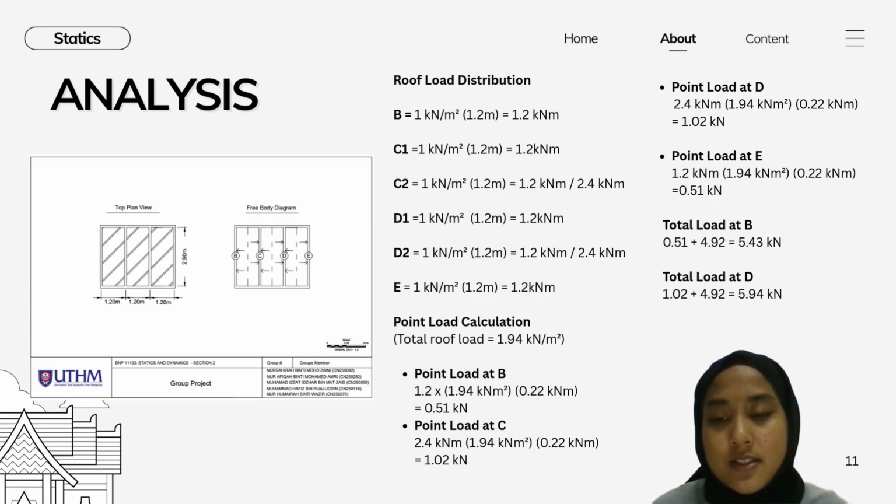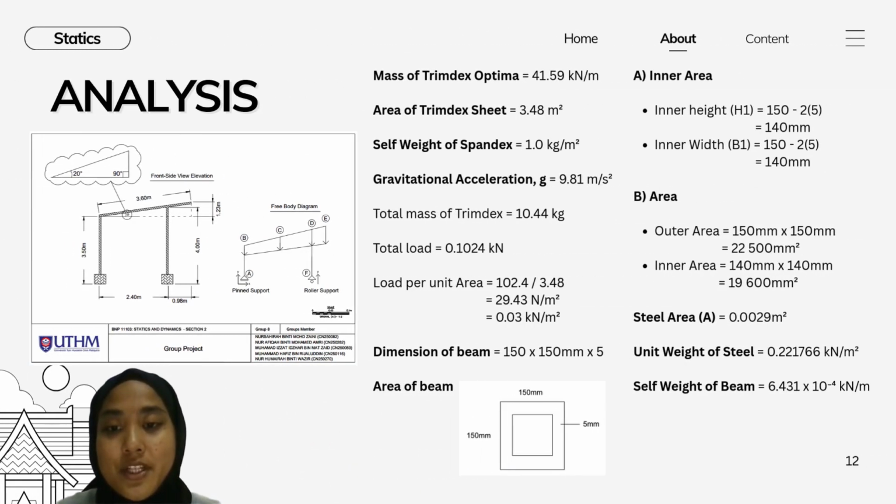This helps us simplify the analysis and know exactly how much load each part of the beam carries. By adding up these point loads, we get the total load acting at each support. Next, we determine the dead load of the roofing sheet and the spandex material. The total mass is converted into force to get the load per unit area. Then the supporting steel beam's cross-section is used to calculate its self-weight. The beam self-weight is added to the roof load to get the total load acting on the beam.